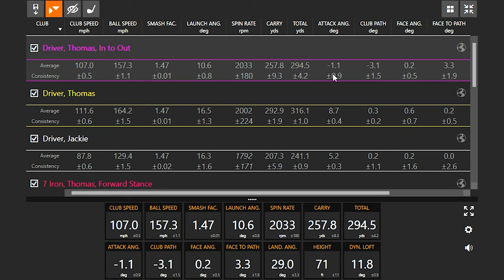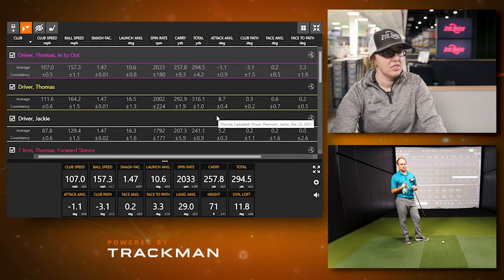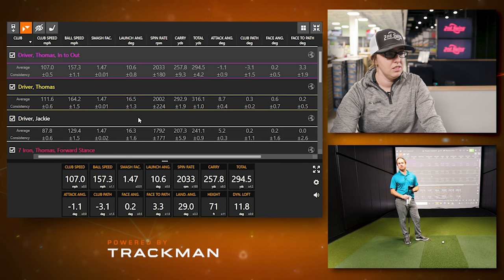Yeah, so if a golfer came in that was hitting down on it a couple of degrees, they're going to need more loft on their driver to start with. The advantage of hitting up on the ball is, one, you're going to launch the ball higher, but you can have less loft on your driver to start with. Less loft on the driver is going to generate more ball speed. That more ball speed is obviously going to equal more distance, right?